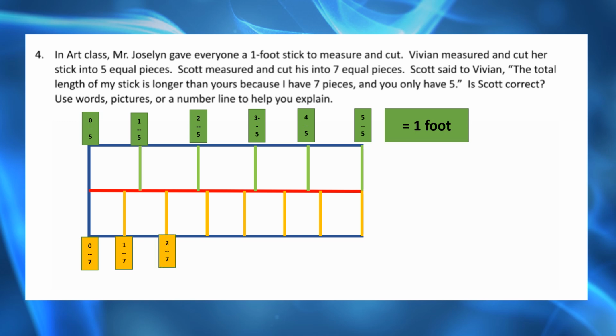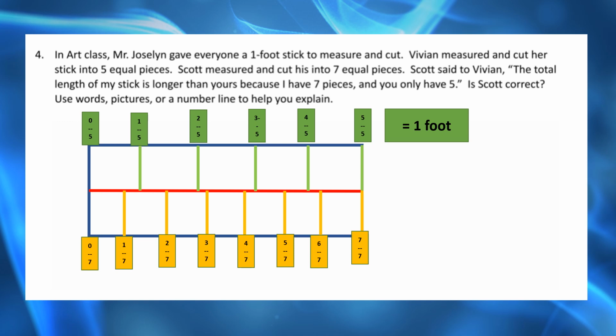Second line is 2/7. Third line is 3/7. Our fourth line is 4/7. Our fifth line is 5/7. Our sixth line is 6/7. And our 7th line is 7/7, or 1 whole. So we have 0 at the beginning, 0/7 at the beginning, that's 0, and 1 at the end, which is 7/7, because it's equal to 1.